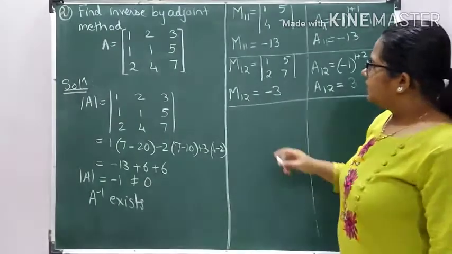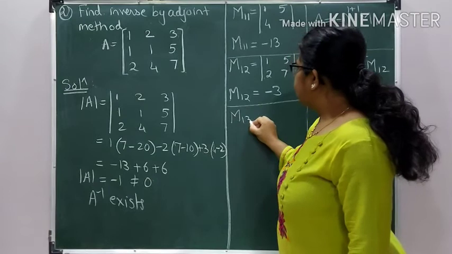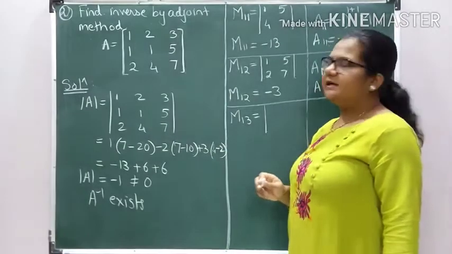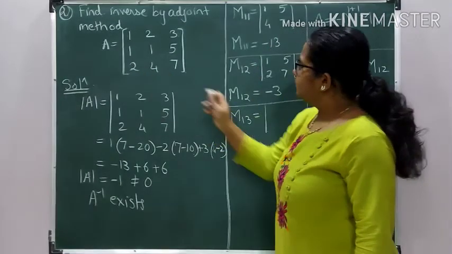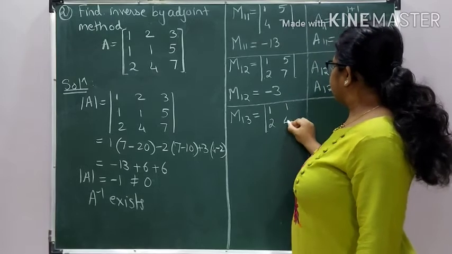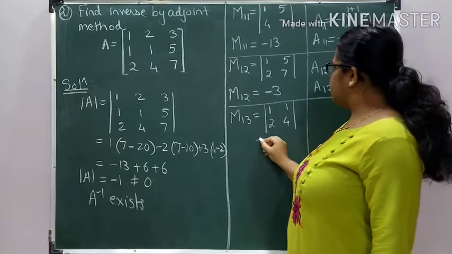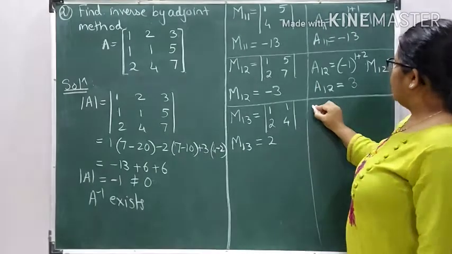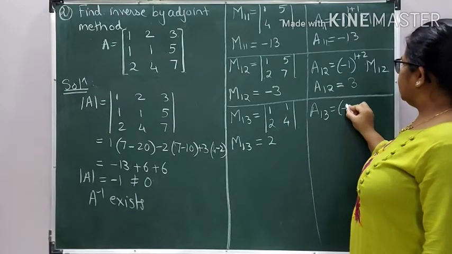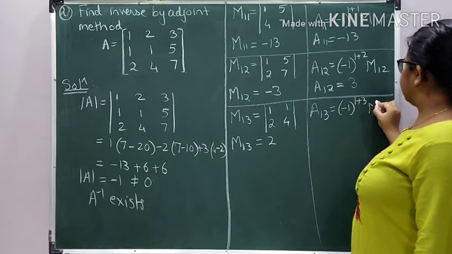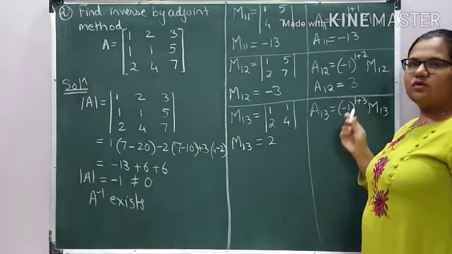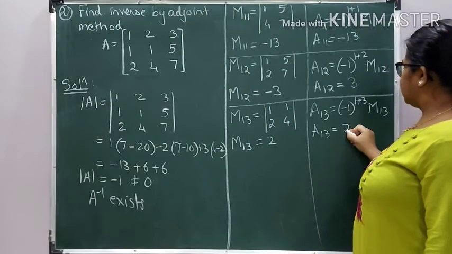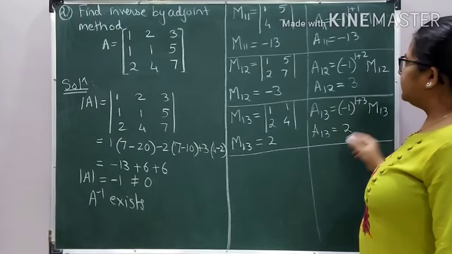Now move towards the third minor, that is M13. 13 means the first row and the last column, the third column, will get eliminated. What are the remaining elements? 1, 1, 2, 4. Write them in an order 2 matrix. So 4 minus 2 is 2. So M13 is equal to 2. Cofactor A13 is equal to minus 1 to the power 1 plus 3 into M13. 1 plus 3 is 4, an even power, so this is 1. 1 into 2 will remain 2. So A13 is 2. Now the third minor is over.